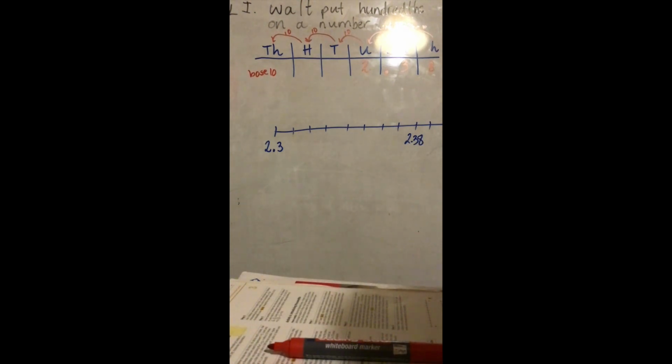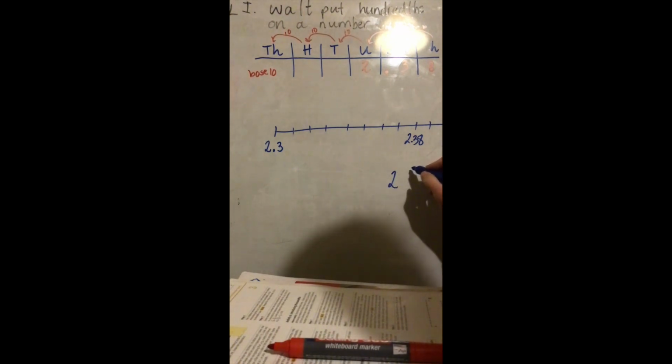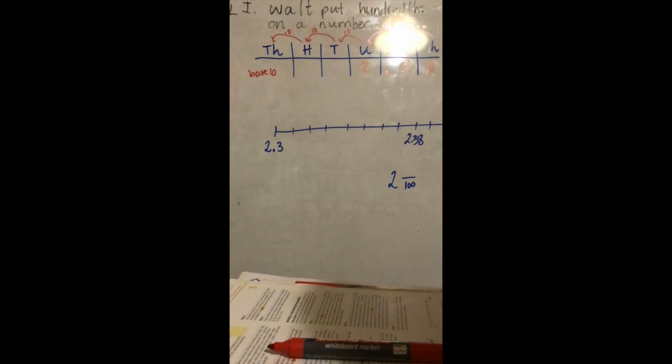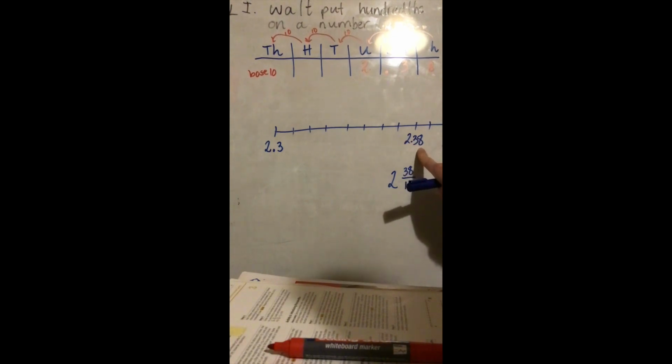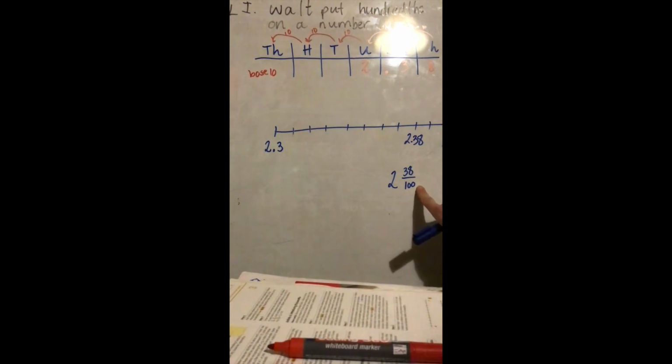And if I wanted to write that as a common fraction, I would have 2 units. And because these are hundredths, I'd have 100 on the bottom, 100 as my denominator, and I have 38 of them. So it'd be 38 over the top. Okay, so we've got our decimal fraction, which is 2.38, and as a common fraction, we'd have 2 wholes, 2 units, 38 hundredths. Okay.